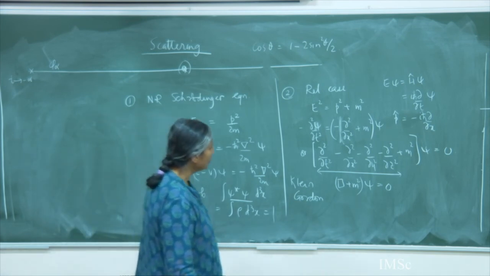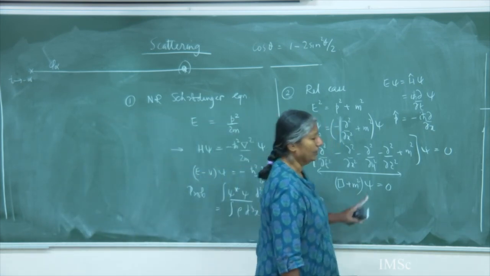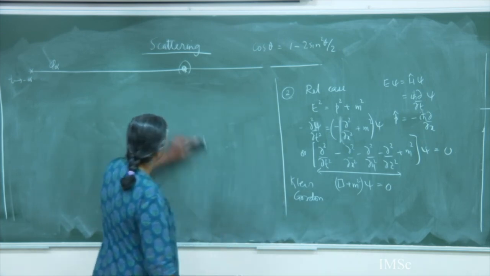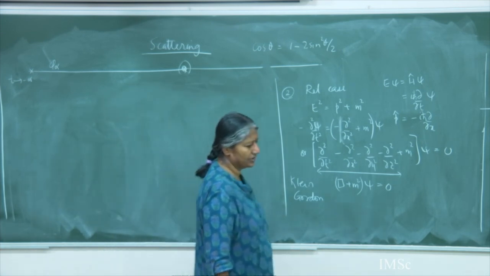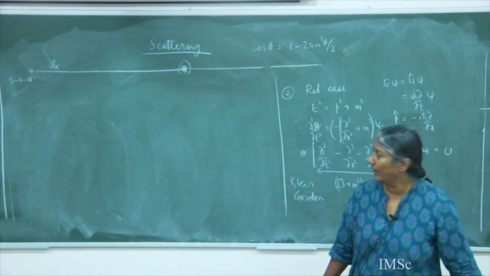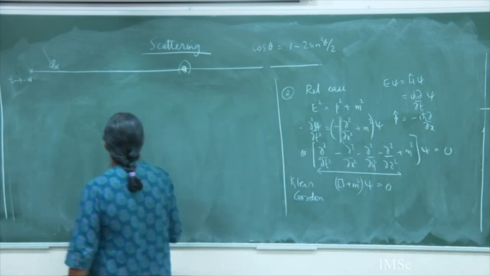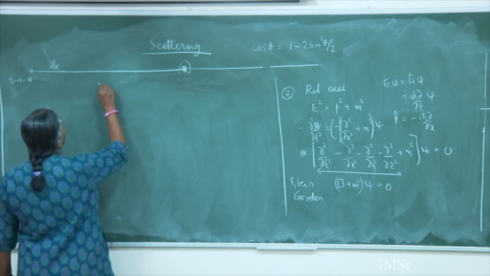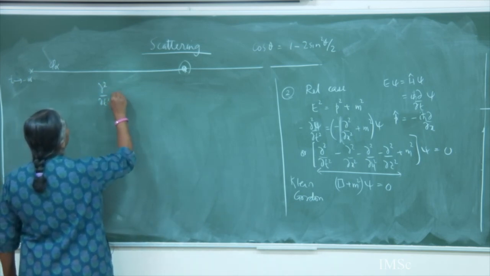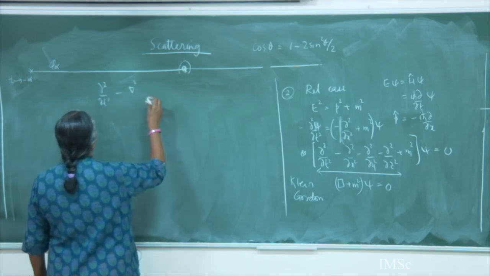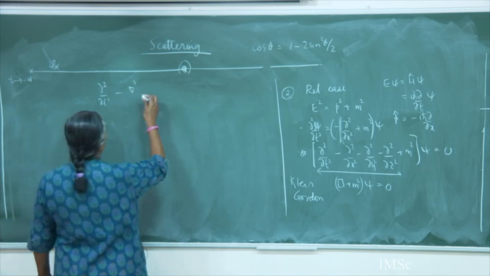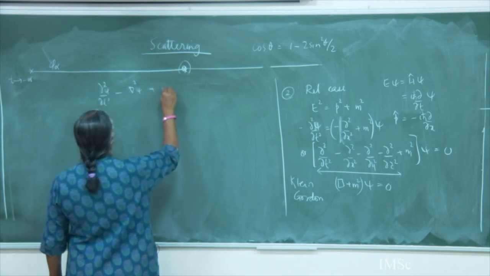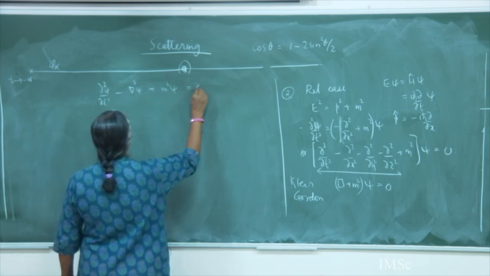However, that is not a good quantity over here. So let me first write down what we call the probability density in relativistic quantum mechanics and then explain why it should be so. Okay, so let me write this equation down. So I have d squared by dt squared minus del squared plus m squared psi is equal to 0.